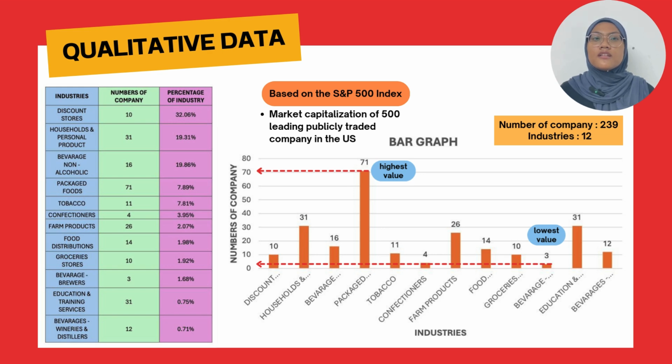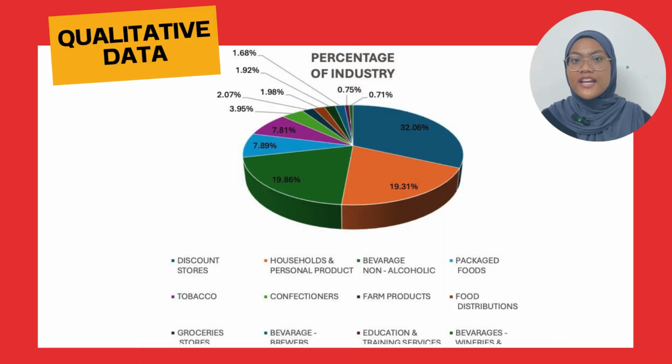In consumer defensive, there is a total of 12 industries in this sector, and the total number of companies is 239. From the bar graph, you can see that the highest value is 71, by packaged foods, and the lowest value is beverages. From the bar graph, we converted it to a pie chart. From the pie chart, it is easier for us to discover the highest and the lowest industries in the consumer defensive sector.